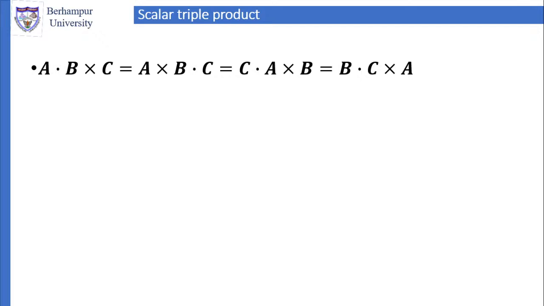Now C dot A cross B, we will interchange the cross and dot product. If we do that, then we get B dot C cross A. So A dot B cross C is equal to A cross B dot C, is equal to C dot A cross B, is equal to B dot C cross A. I hope this is clear.